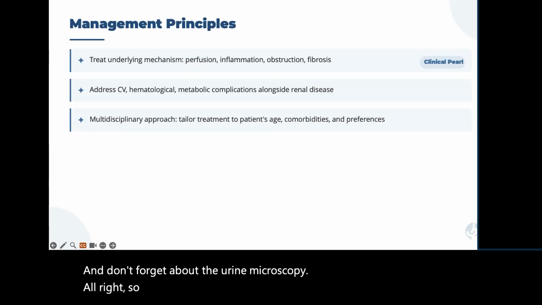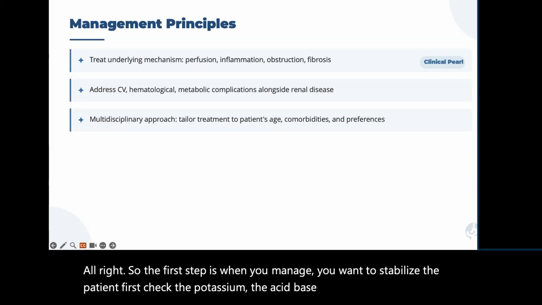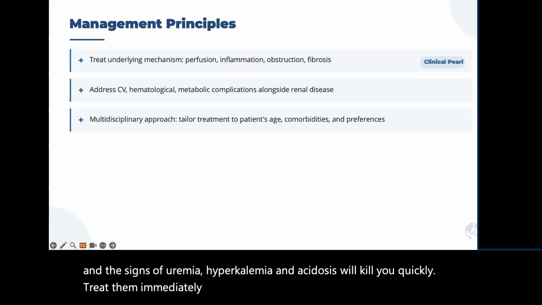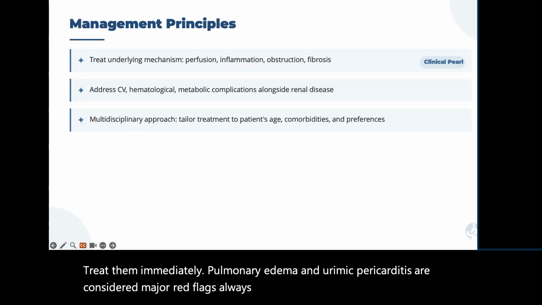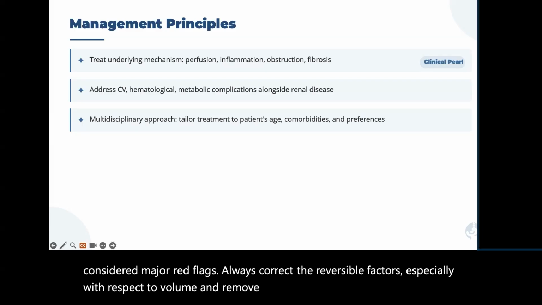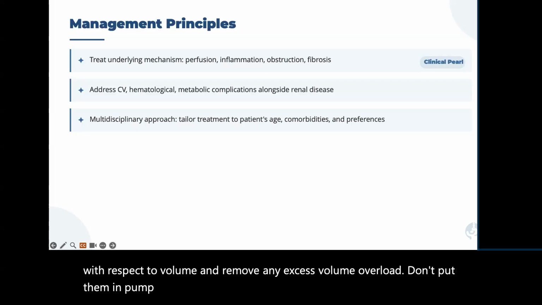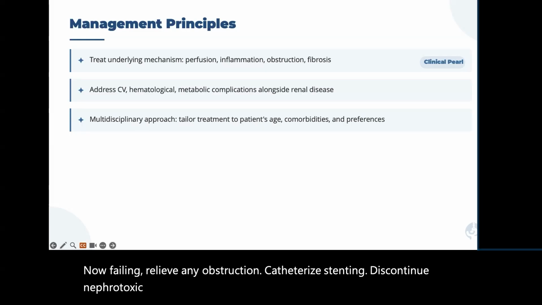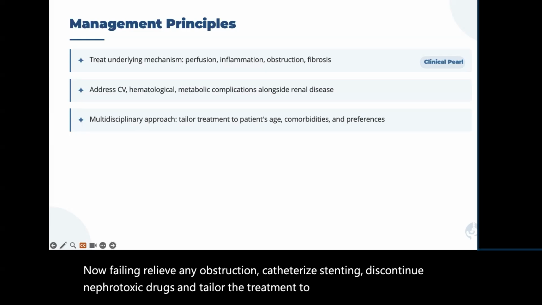All right, so the first step when you manage is to stabilize the patient first: check the potassium, the acid-base balance, the fluid status, and the signs of uremia. Hyperkalemia and acidosis will kill you quickly. Treat them immediately. Pulmonary edema and uremic pericarditis are considered major red flags. Always correct the reversible factors, especially with respect to volume, and remove any excess volume overload. Don't put them in pump failure and wonder why the kidney is now failing. Relieve any obstruction, catheterize, stenting, discontinue nephrotoxic drugs, and tailor the treatment to the syndrome.